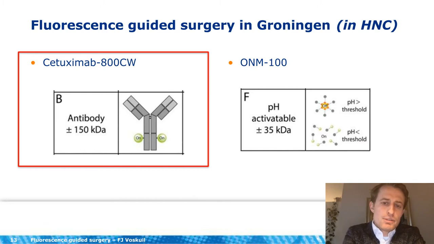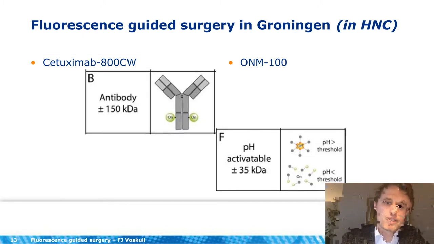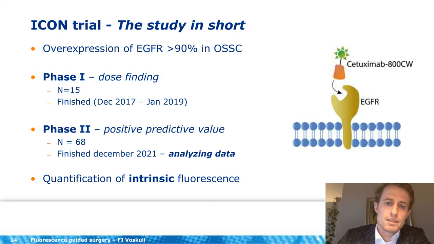And first, I would like to start with the antibody strategy. In this study, we have used cetuximab-800CW, which is a monoclonal antibody targeting EGFR, labeled with the fluorescent compound IRDye 800CW. So we call it the ICON trial. Why do we use this cetuximab targeting EGFR? Because we know that over 90% of the oral squamous cell carcinomas do overexpress the EGFR.